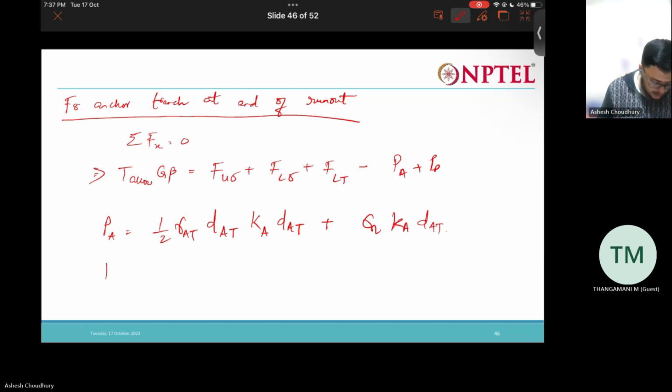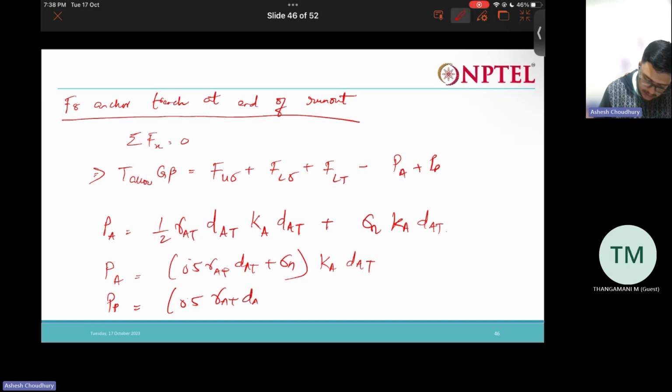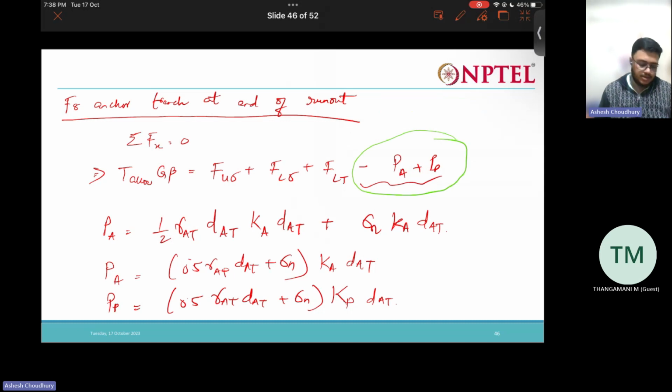T. A is equal to 0.5 and Ka. Similarly, Pp is half gamma A D_AT squared plus sigma n plus Kp, that is the passive earth pressure coefficient. Just these two terms are added here in this case. Everything else will be the same.